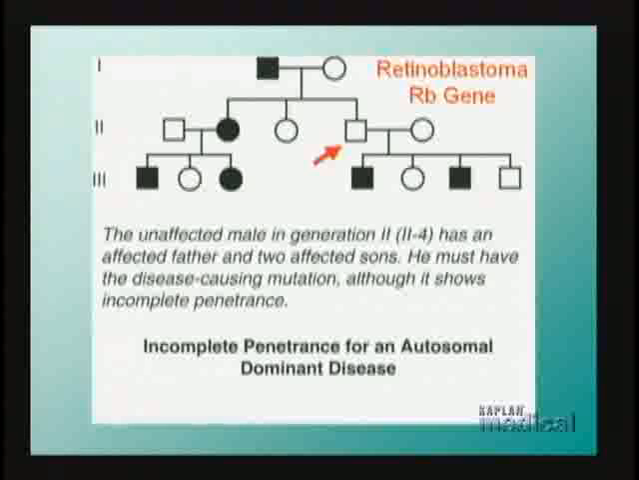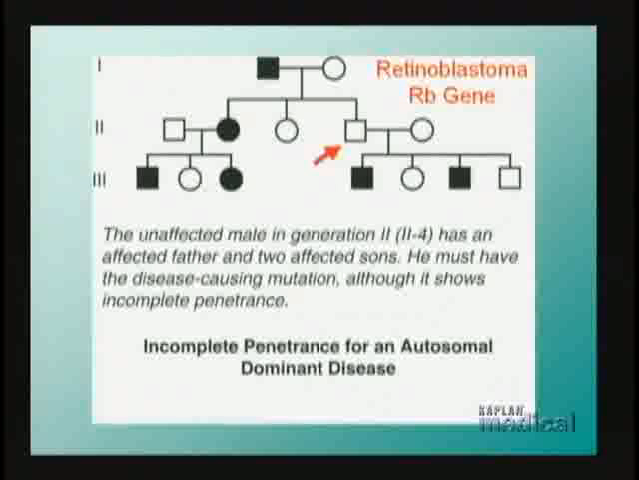That is, this is an autosomal dominant disease. We know that that male has inherited a copy of the mutation because he has passed it along to his two sons. So he has a copy of the mutation. It's autosomal dominant. We would predict that he should have the symptoms of the disease, but he does not. He's perfectly fine. That is an example of incomplete penetrance. That male simply got lucky and did not develop the symptoms of the disease. How can we explain something like that?